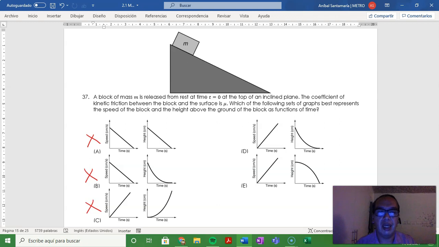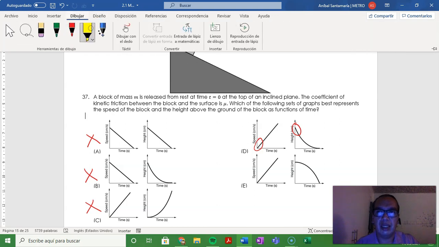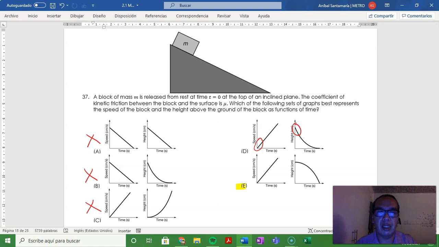option C. Finally, option D shows inconsistent situations because the speed is 0 at the beginning, but the slope of the position is negative. You should start with a slope that is 0 and then it decreases or increases in the negative direction, and that is option E only.